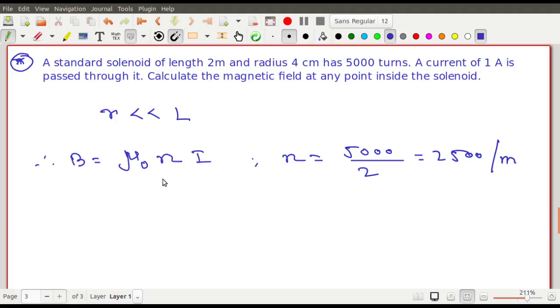Remember, n is not the total number of turns, but the number of turns per unit length. So that is why 2500. Mu 0, you know the value of mu 0, it is 4 pi into 10 to the power minus 7, and current will also be in SI, that is 1 ampere. So you just do this, and the answer for this is pi into 10 to the power minus 3 Tesla. We will always be following the SI units.